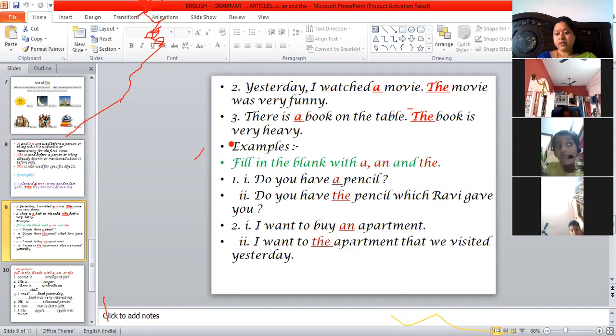Please mute yourself. Siri Varshini, stop those gestures.